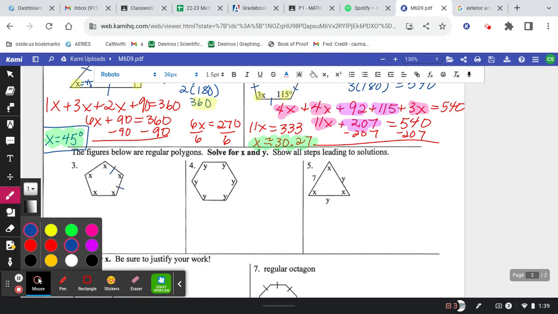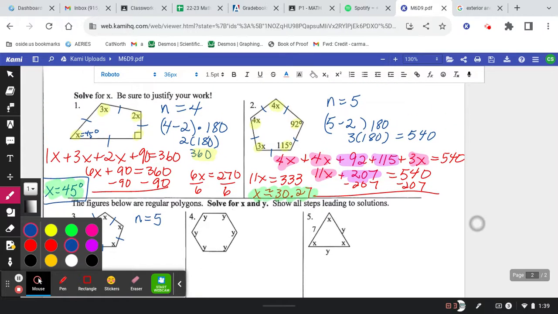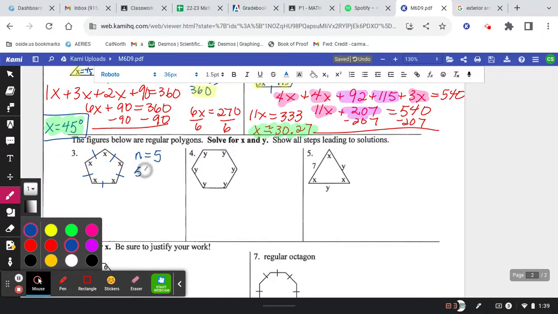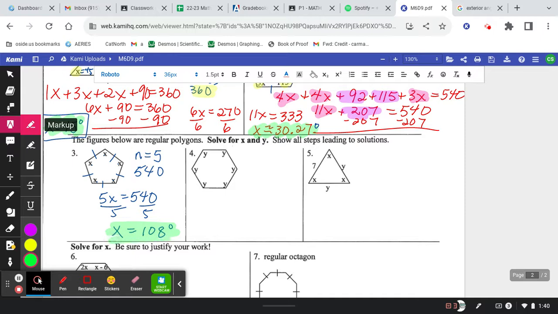This time I've got 1, 2, 3, 4, 5 sides, a 5-sided figure. We just did that right up here, it was 540. 1, 2, 3, 4, 5 x's. Oh, and I forgot to put degrees right over here. All right, so this time 540 divided by 5 was 108 degrees. Okay, pause the video, try the next one.